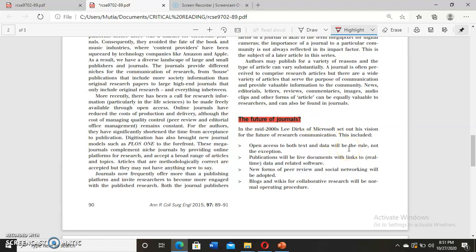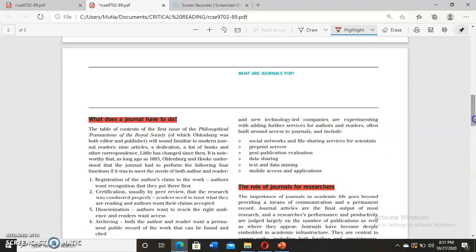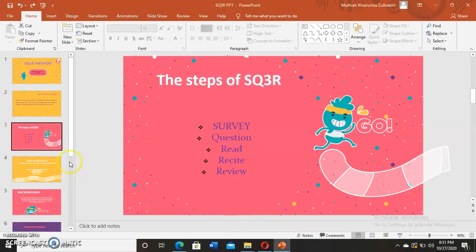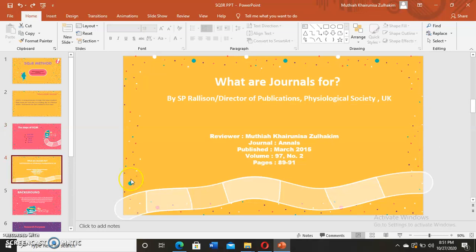From the survey, I know and get my reading goals, and I have made my reading goals in my PowerPoint. Before I read the reading goals, I want to show you the journal.